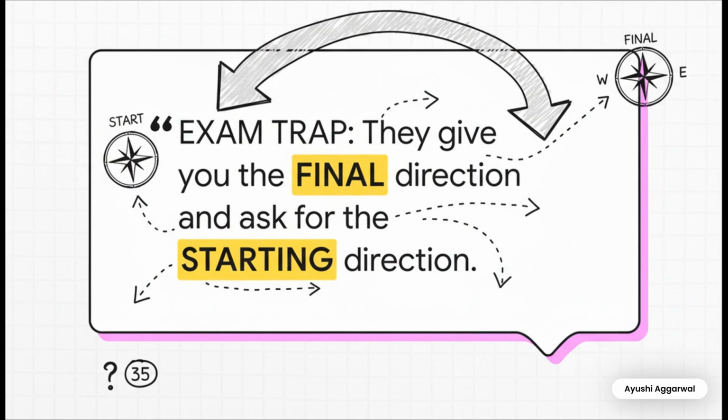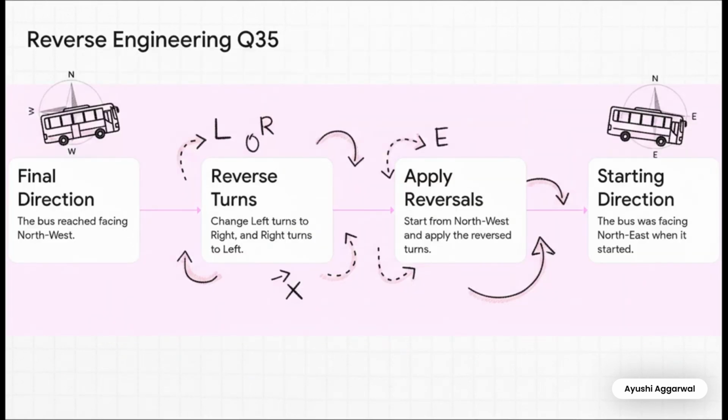Until now, we were going from the start to find the final direction. But in this type of question, they give you the final direction and ask for the starting direction, just like in question 35. The technique to solve this is basically reverse engineering. We know the bus was facing northwest when it reached the school, so we work backwards from the end.